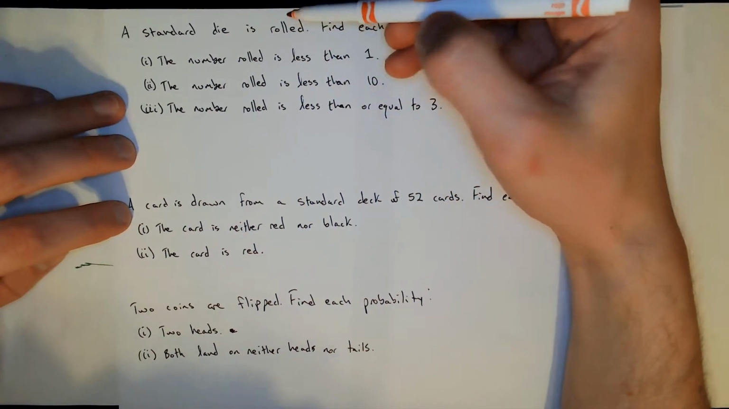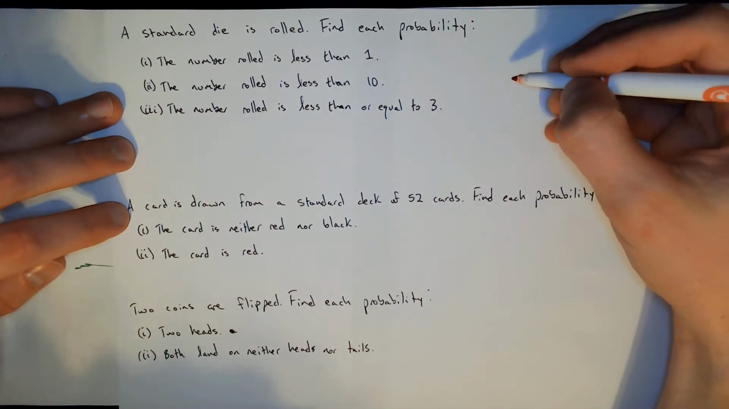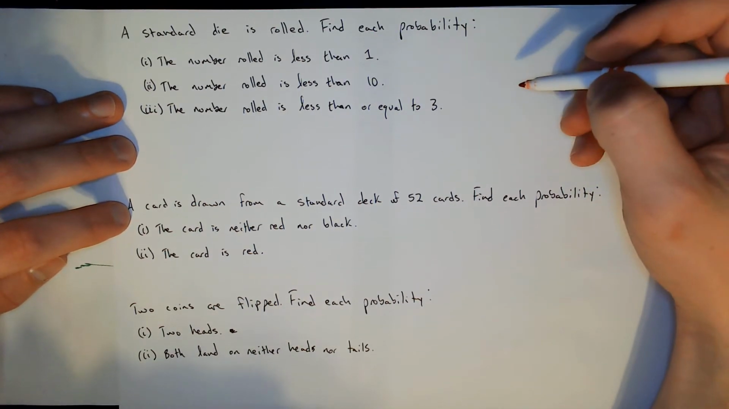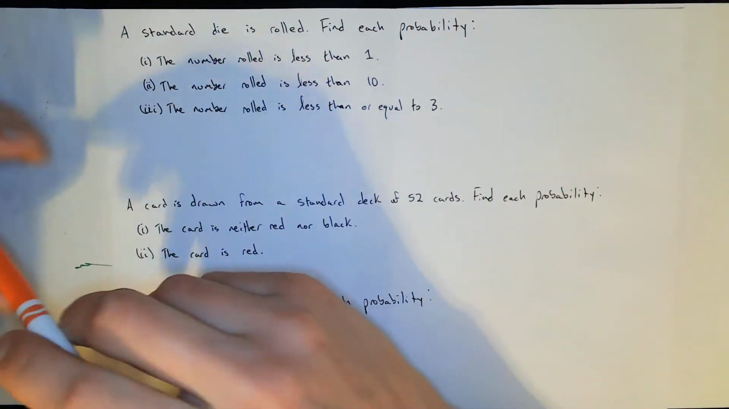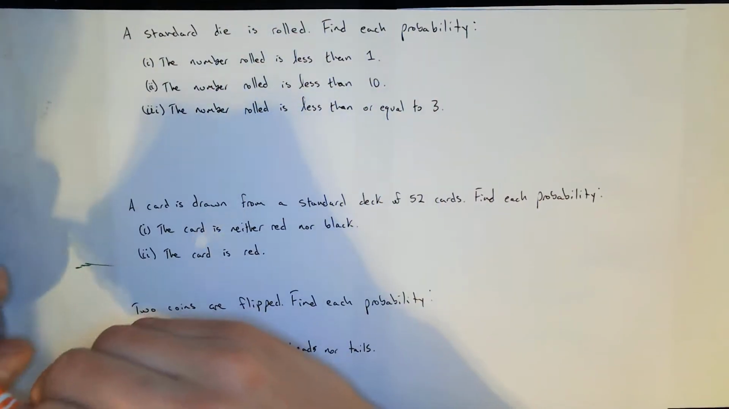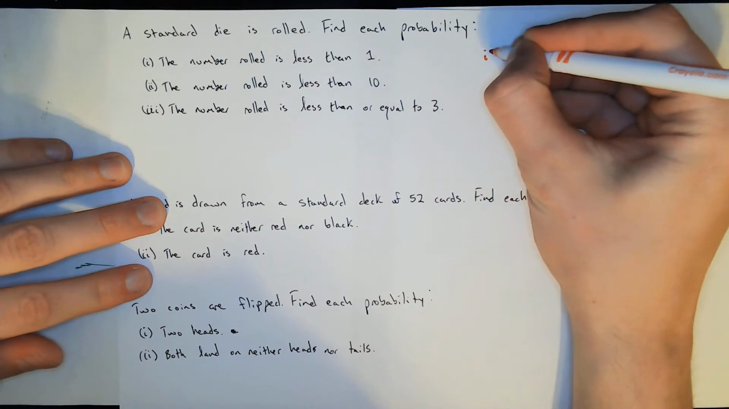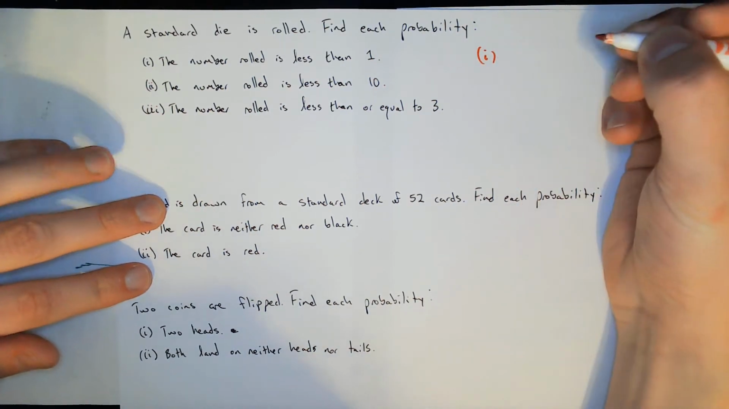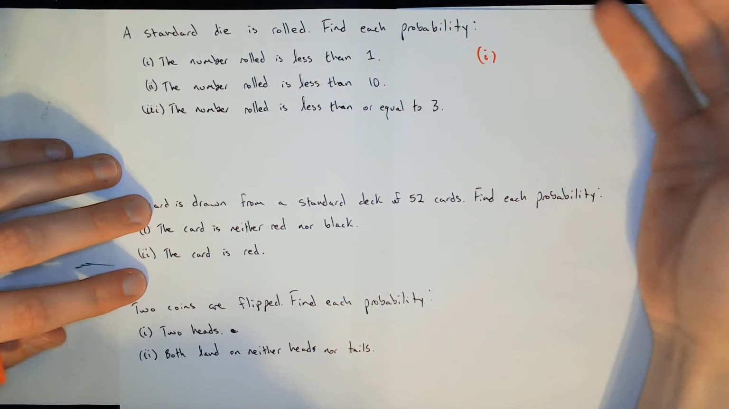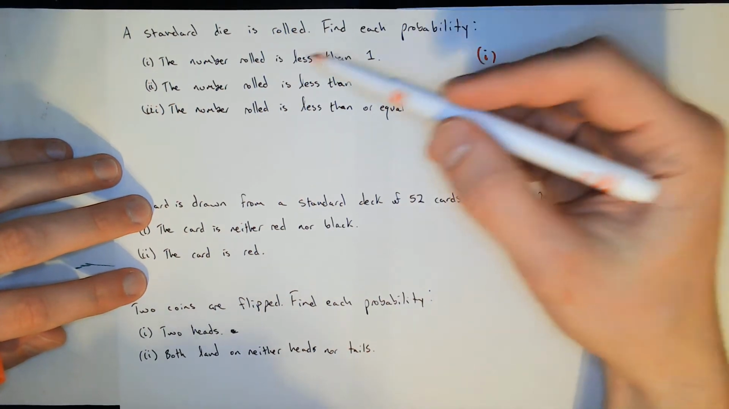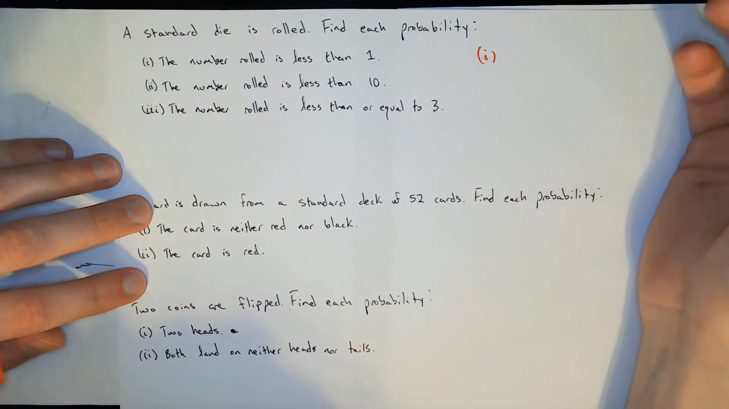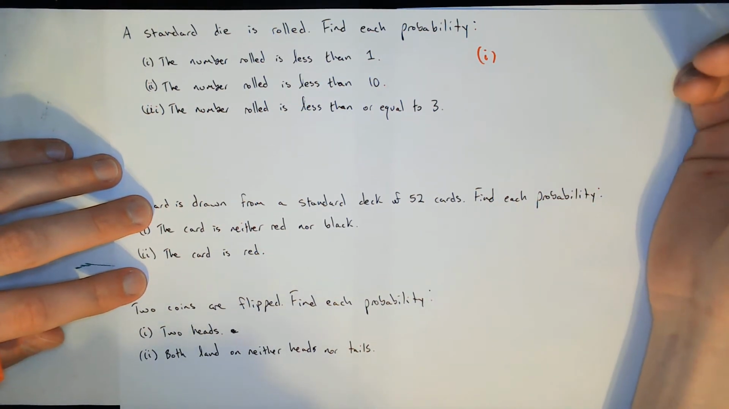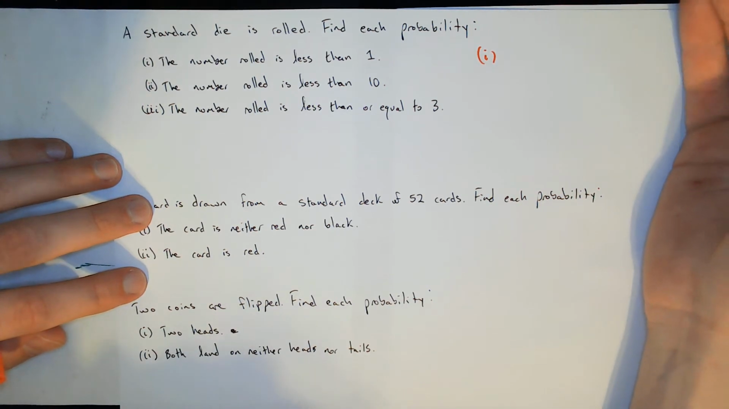A standard die is rolled. So when it says standard die, that means a 6-sided die. So 6 sides to the die, and then find each probability. The first one says the number rolled is less than 1. So think about that. You roll a die. What is the probability that it's going to be less than 1? Well, that's impossible, right? Because the lowest number is a 1. You can't roll anything less than 1.